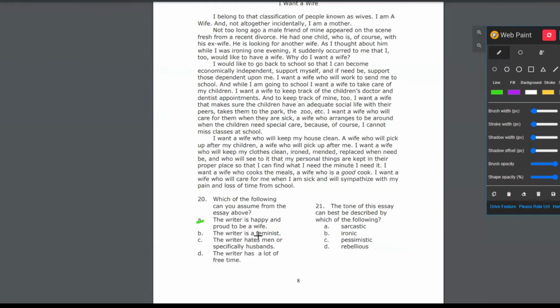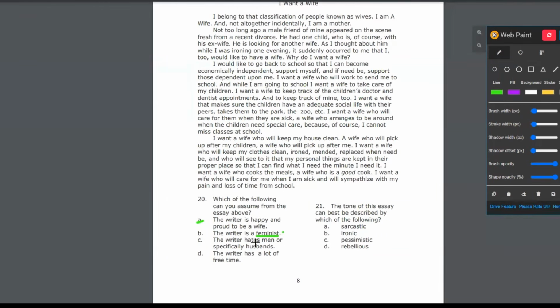B, the writer is a feminist. So you've got to make sure you understand what the actual words mean before you actually pick the answer. A feminist is somebody who just advocates for women's rights. So in the back of my mind, that might be an answer, but I don't know. I've got to see what else is going on.